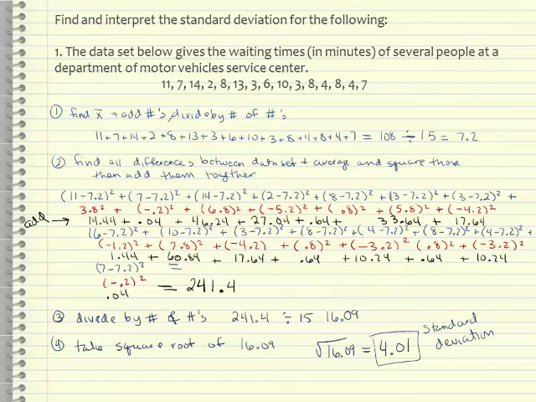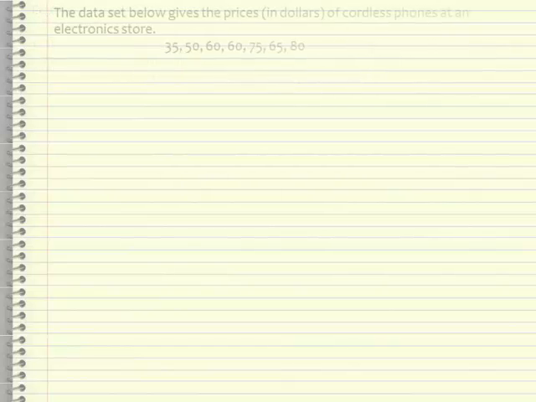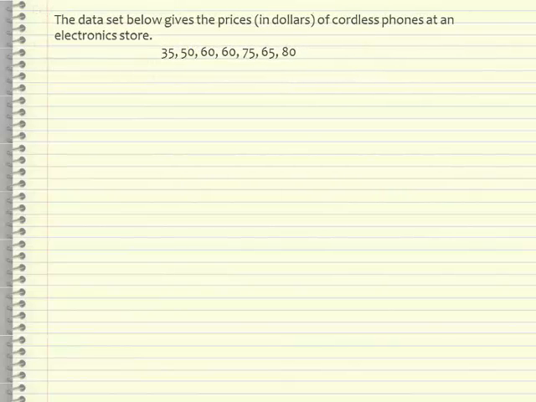Now what I would like you to do is to try to work out the standard deviation of this set of numbers. It's a smaller set, and it's the prices of cordless phones at an electronics store. And I want you to interpret it like I just did. So I'm going to pause the video, and I would like you to work this out, and then once you've taken the time to work it out, come back on and see what you get as your standard deviation, and we'll compare.